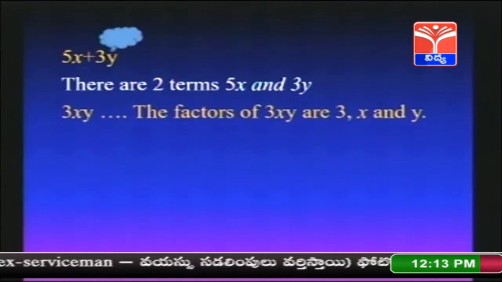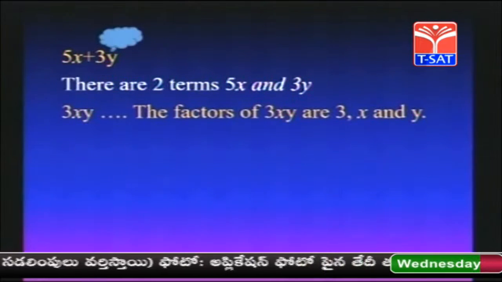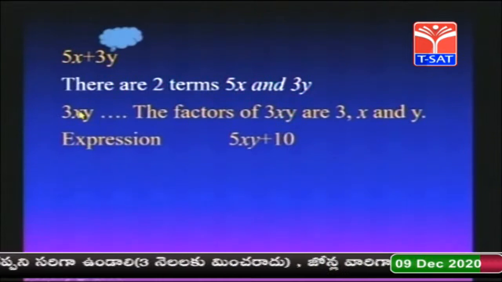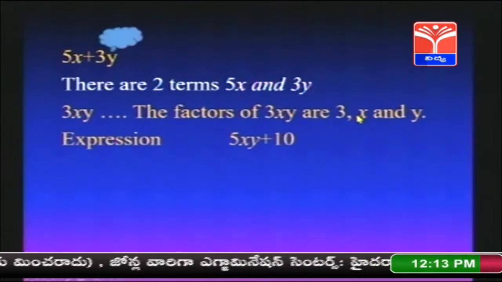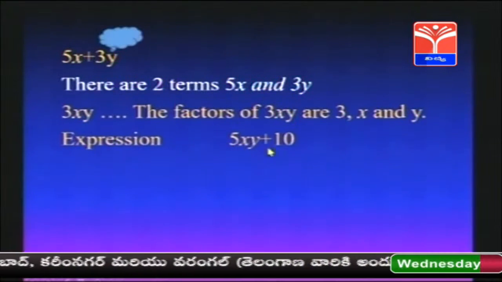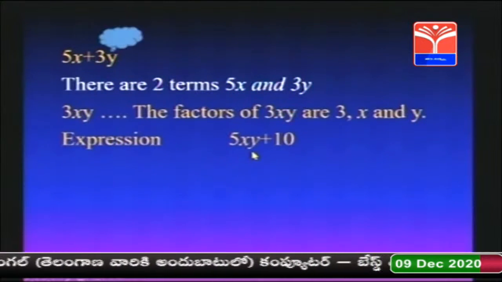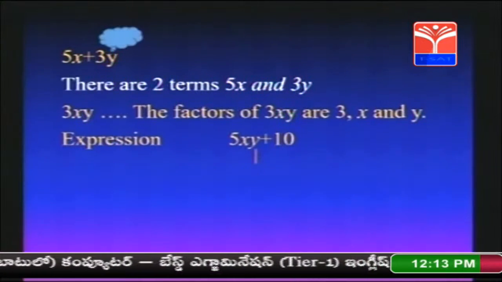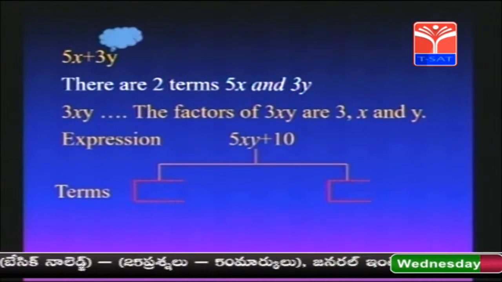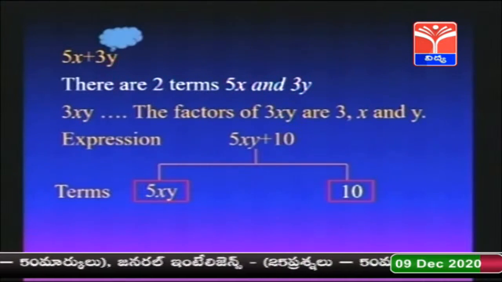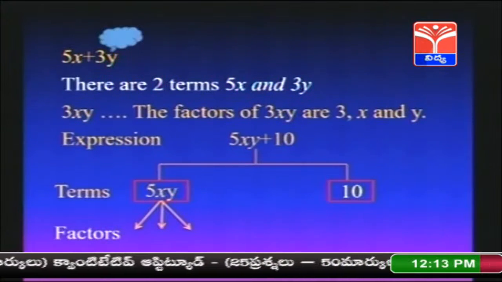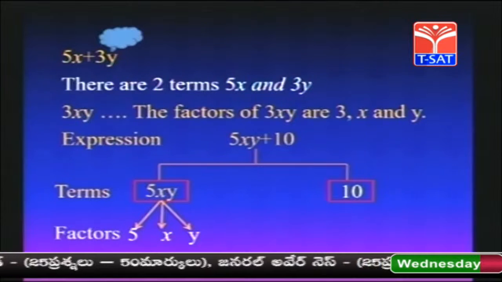Now 3xy. Now let us see what are the factors of that term. For this, I have taken a small example here, 3xy, whose factors can be written as 3, x and y. So now let us take one more example here, an expression having two terms, 5xy plus 10. So now as you see here, what are the terms of the expression? Here you can notice 5xy is one term and 10 is another term. Now one more thing you can notice here, 5xy can be split into factors as 5, x and y.